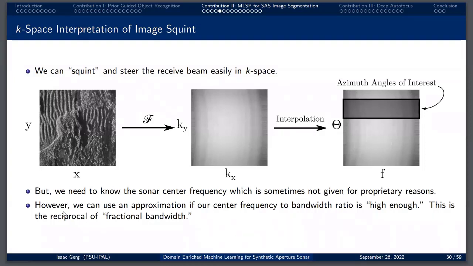Yeah, and I'll say that this interpolation can't always be done, because many times when sonar operators or producers will give you the data, they don't give you the center frequency of the sonar because it's proprietary. However, you can use an approximation if you know your center frequency to bandwidth ratio is high enough, which in this case it is, just based on the geometric scattering we see. There's an approximation you can use to essentially equate that these two spaces are the same.